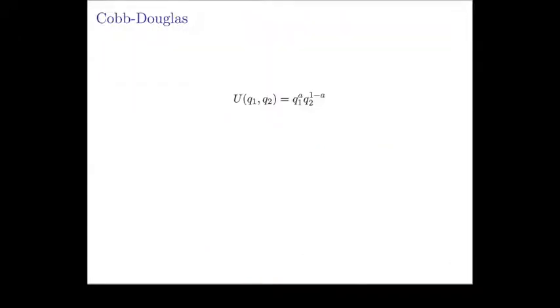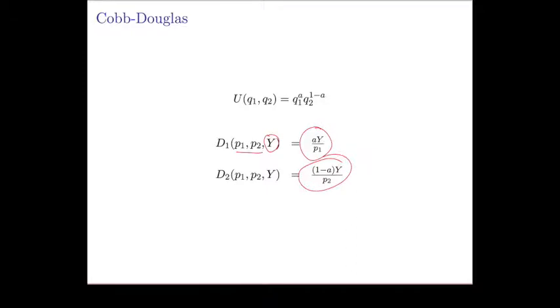Next, we look at Cobb-Douglas utility. Remember, the Cobb-Douglas utility function is one where the utility from Q1, Q2 is Q1 to the A, Q2 to the 1 minus A, for some constant A. And remember, we solved this last time, so we won't redo it, but when your income is Y and the price of goods 1 and 2 are P1 and P2, then your demand for good 1 is going to be AY divided by P1, and your demand for good 2 is going to be 1 minus A times Y divided by P2.